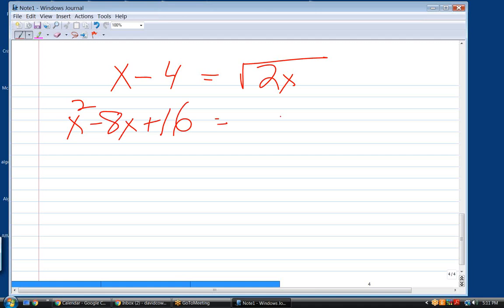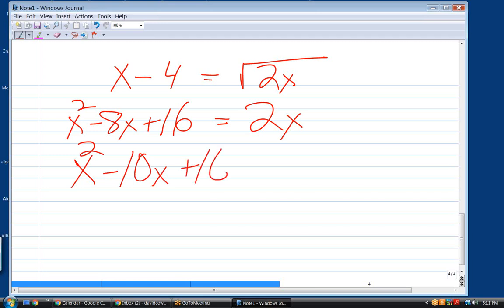What do I get when I square the right? 2x. Okay, now what do we have? How am I going to solve for x? You subtract 2x from both sides, and then you just do a short trinomial. Try to factor it. We have factors of 16 that add to the number 10.